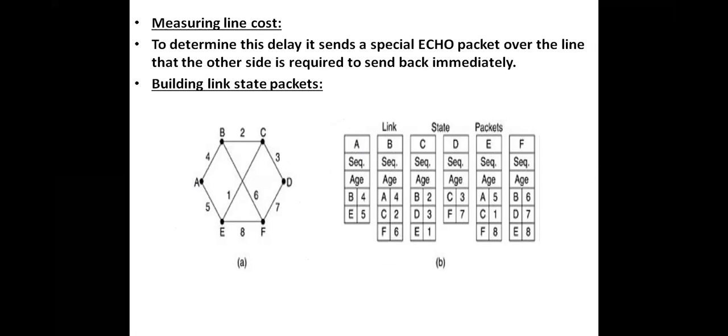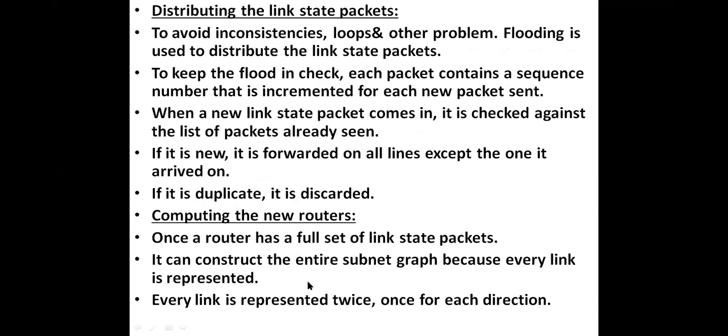Once we construct the packets, each and every packet contains the sequence number. And then we need to distribute the packets. Distribution is done using flooding. We will flood the packets. If there are any duplicate packets, based upon the sequence number, the routers may discard them. And then, computing the new routes based upon the shortest path, we need to forward the packets. That is about the link state algorithm.